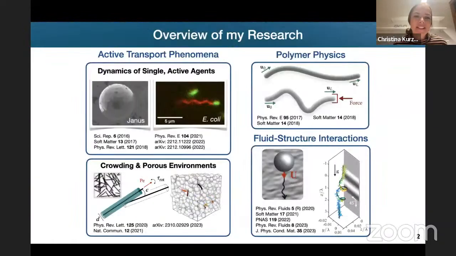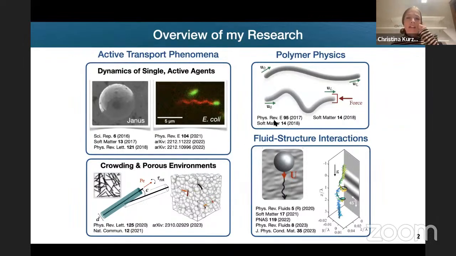So let me start with just giving you a little overview of what I've been working on over the past years. Very generally, I'm interested in theory. I use tools from statistical physics and fluid mechanics to address different topics in soft matter and more specifically active matter systems. You've heard a lot already, I think, in Thomas' lecture about how we characterize the dynamics of single active agents like Janus colloids. Today I'll focus a bit more on E. coli bacteria, and more recently I also got involved in projects that include crowding and transport in porous media.